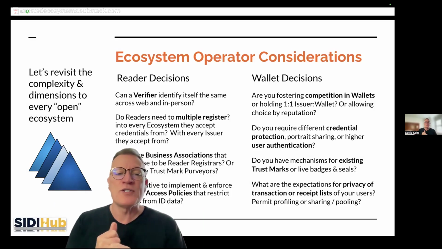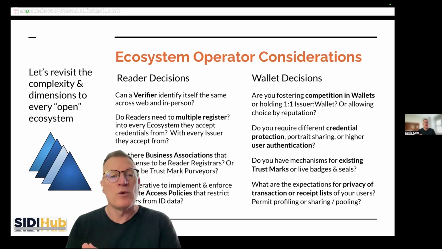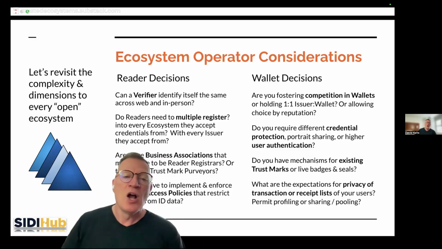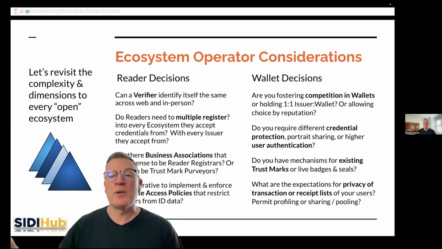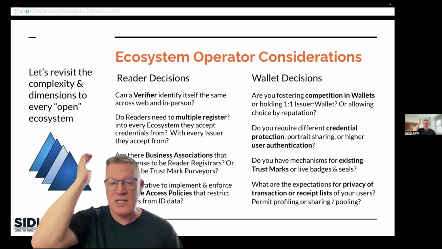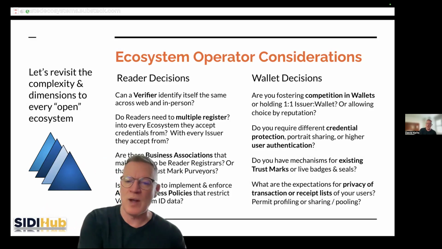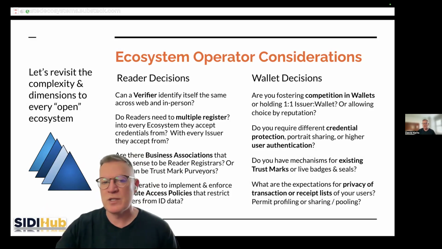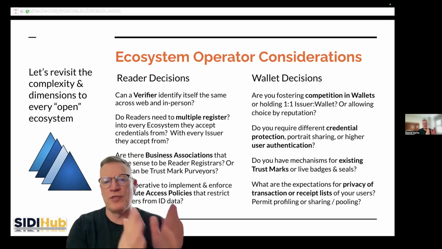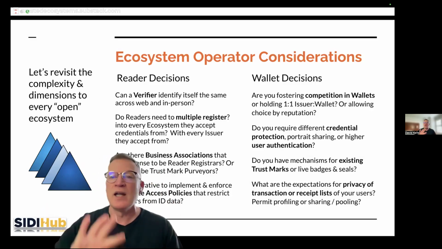And also, is it important to implement and enforce attribute access policies? Are you going to restrict particular verifiers and particular reader types ahead of time from accessing particular policies? Is that important in the ecosystem? Is that important for privacy regulations that you have or conformance regulations? These are just the sum of the set of decisions on the reader side.